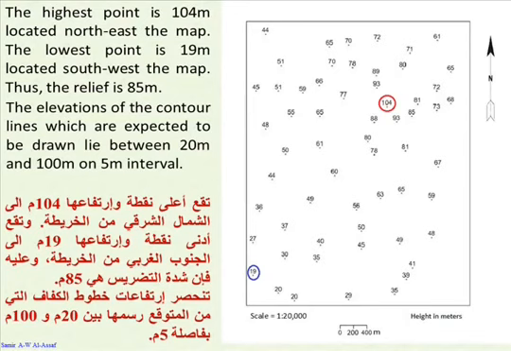The highest point is 104 meters, located northeast of the map. The lowest point is 19 meters, located southwest of the map. Thus, the relief is 85 meters. The elevations of the contour lines which are expected to be drawn lie between 20 meters and 100 meters on 5 meters interval.